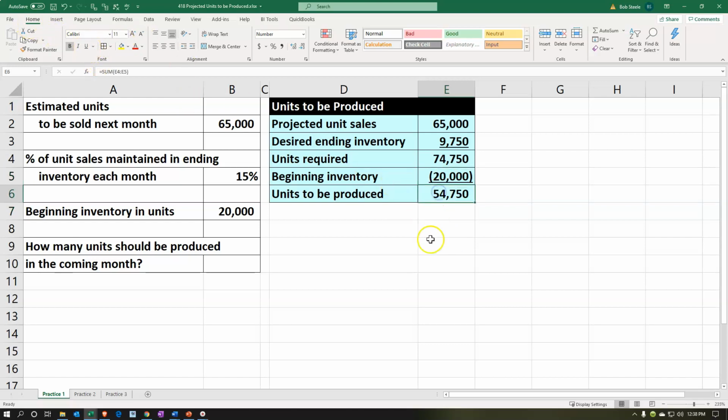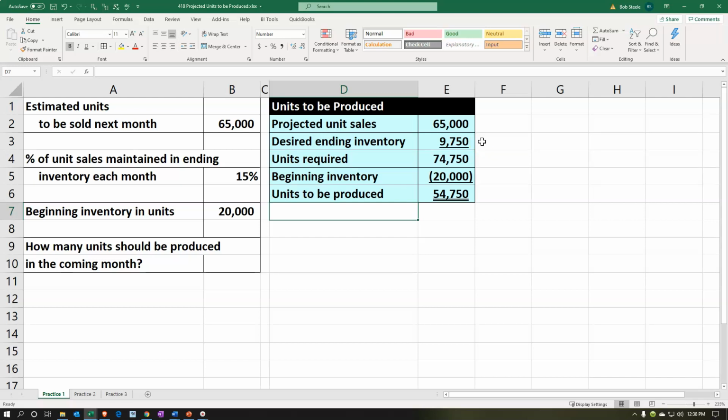Let's put a double underline here, Home tab, Font group, drop-down, double underline. So that's how many units we believe we need to produce, if you back this out, in order to cover the sales that we expect to have, the projected sales, and the desired ending inventory that we hope to still have on hand if we sell the 65,000.